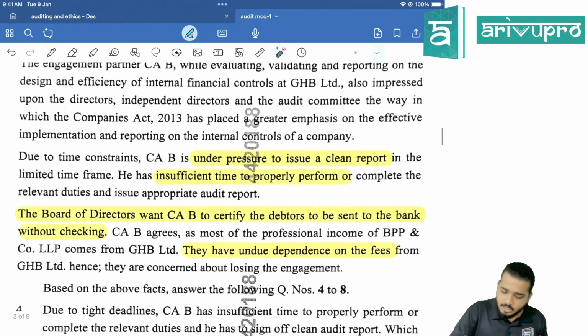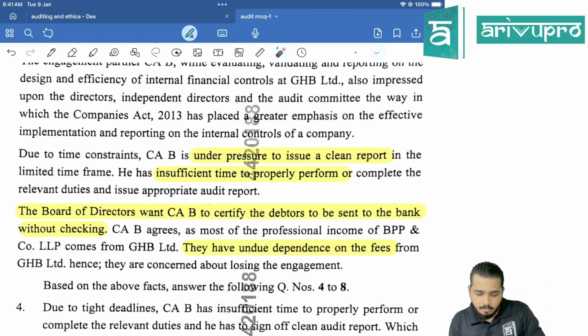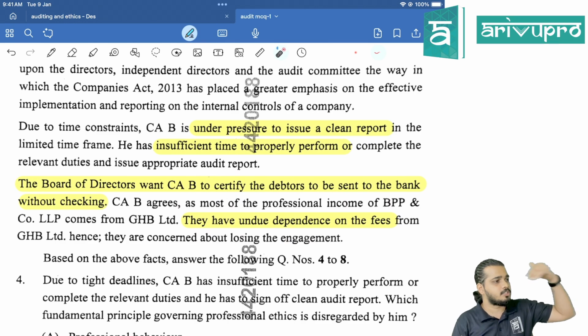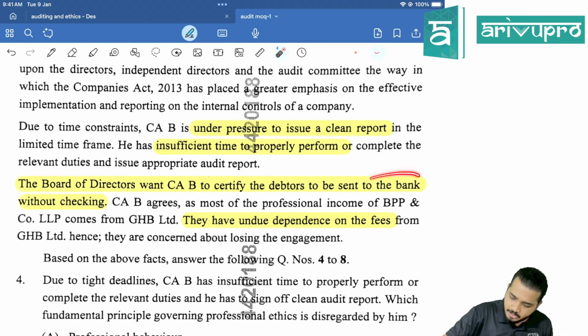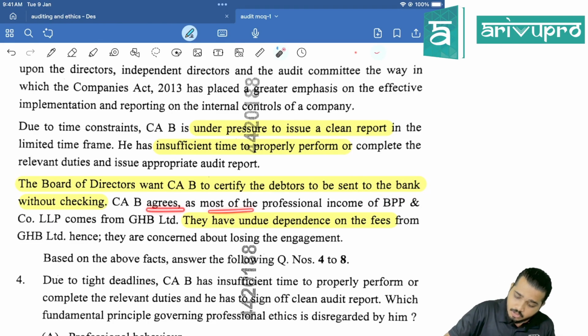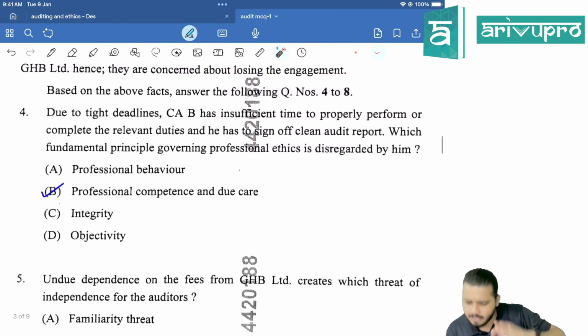Due to time constraint, CAB is under pressure to issue a clean report in the limited time frame. He has insufficient time to properly perform or complete the relevant duties. Right? Board of Directors wants to certify the debtors. Meaning board wants CA to certify the debtor to be sent to the bank without checking. CAB agrees, as most of the professional income of BPP and Co. LLP comes from GHB. Okay, that means these are dependent on their fees, right? Now the question is, what do they want? Very good question. Let's try and understand.